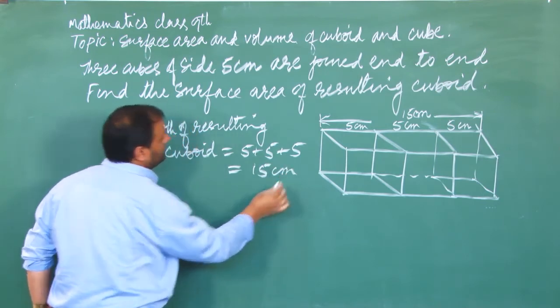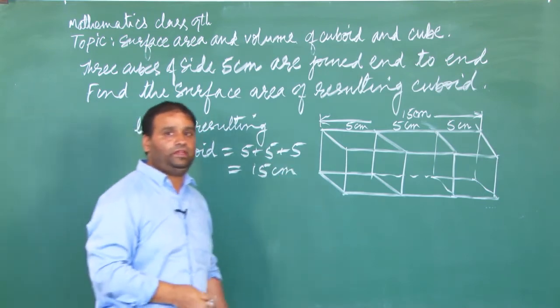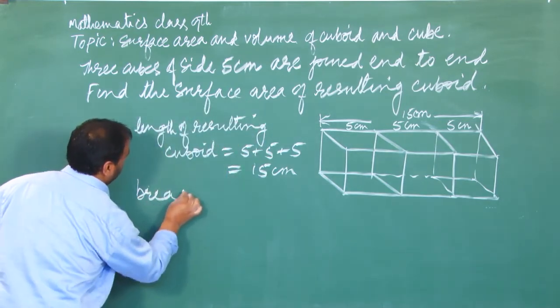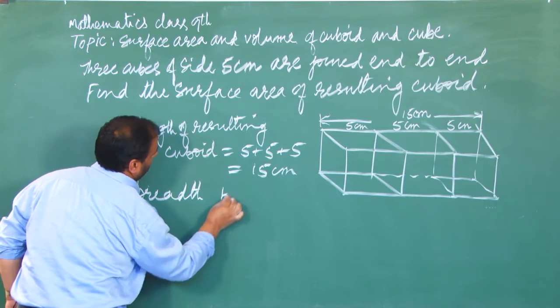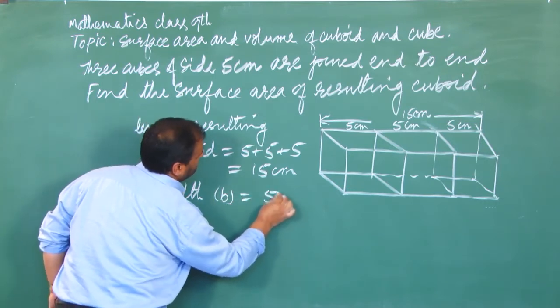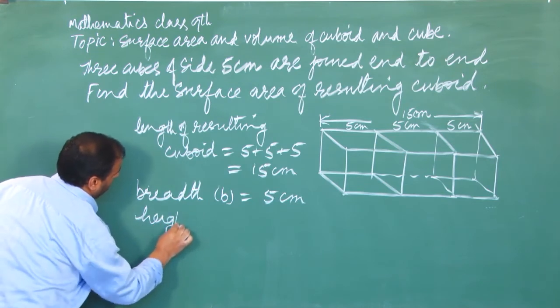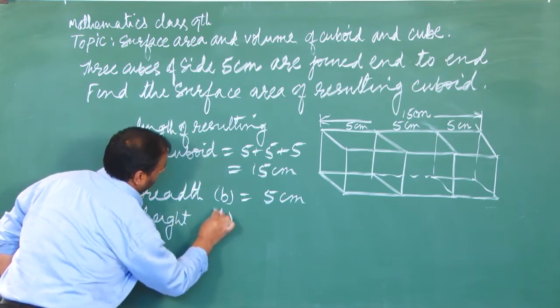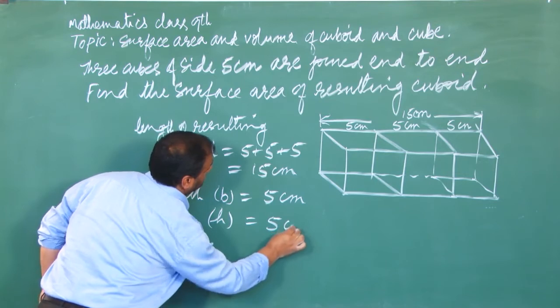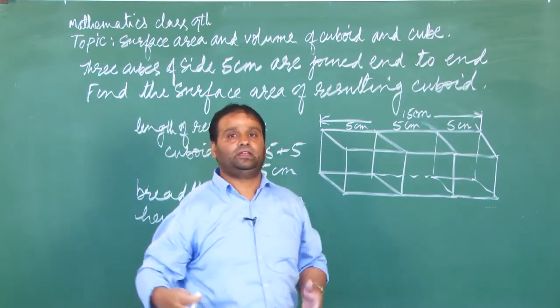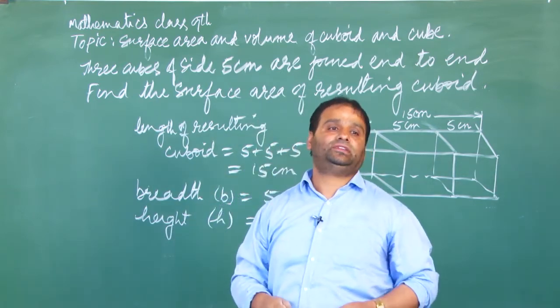Breadth remains the same. There is no effect on the breadth and height. So the breadth of the cuboid remains 5 centimeter and the height of the cuboid is again 5 centimeter. So the surface area of the cuboid. By surface area, we mean total surface area.